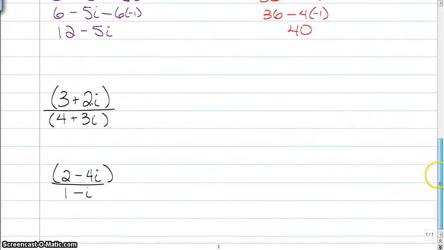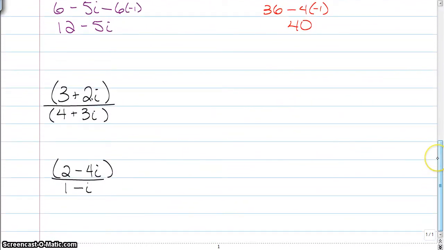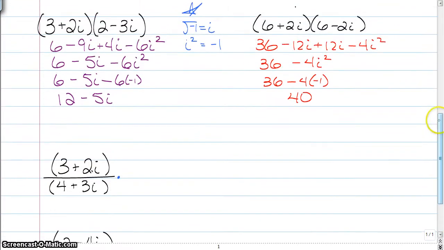Last skill you need to know how to do with i's, and that's divide. Now, there's kind of a rule with i's, just like radicals. You're not allowed to have them in the denominator. So to get rid of it, remember that skill that we just talked about a few seconds ago? He's written in red and he ended up being 40.